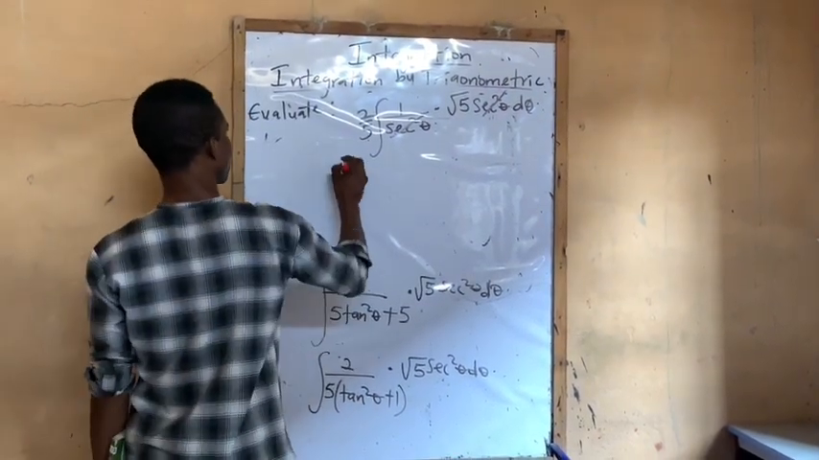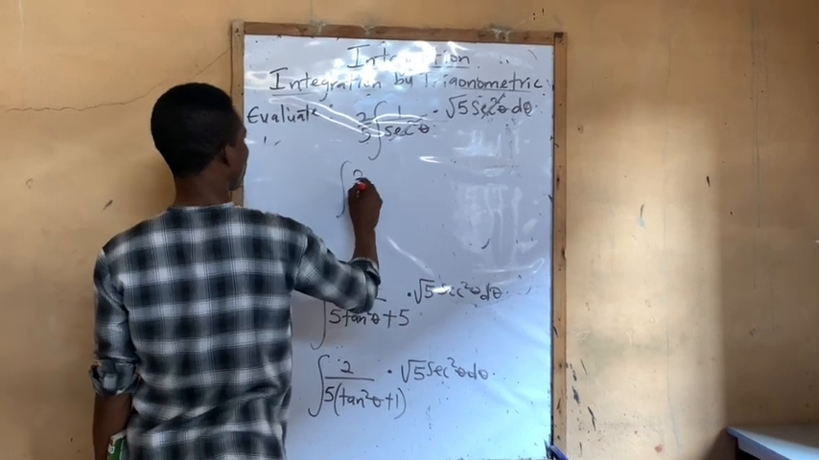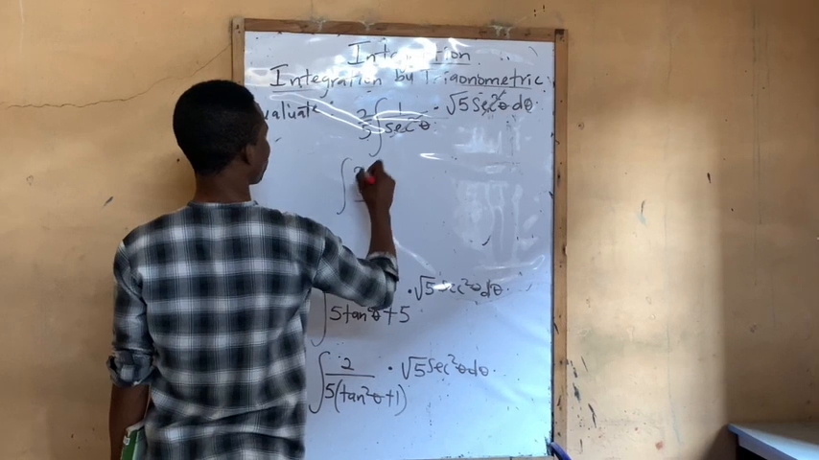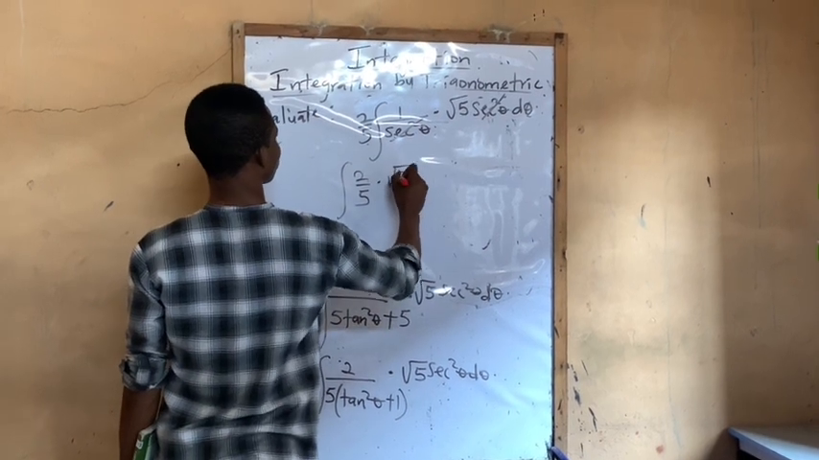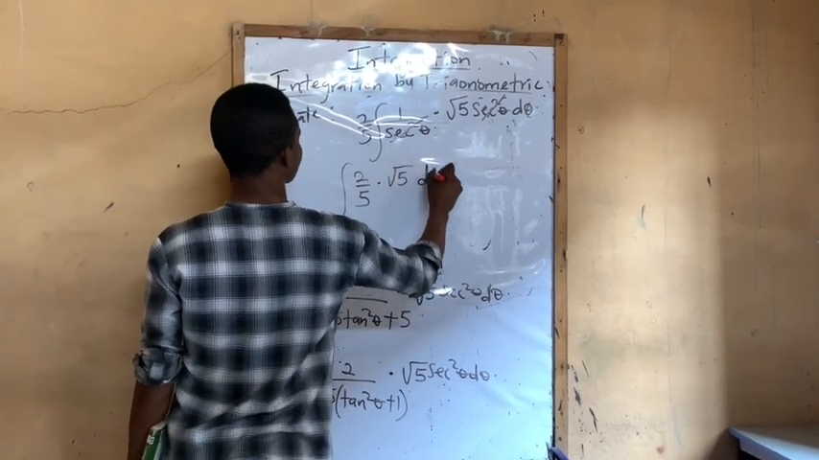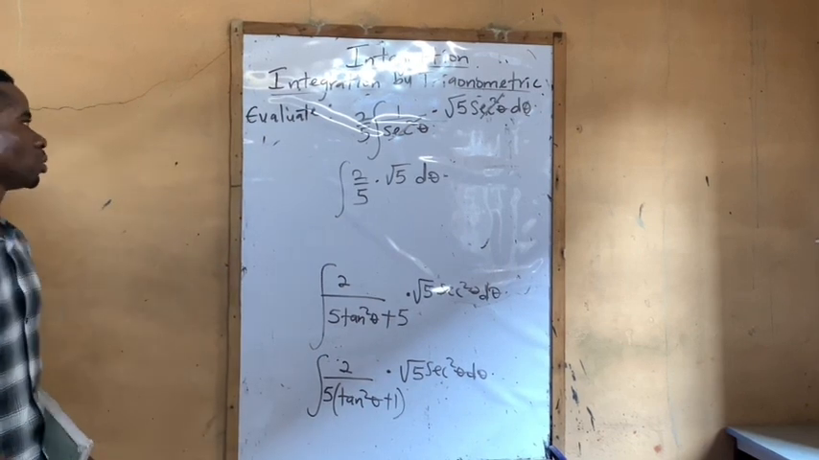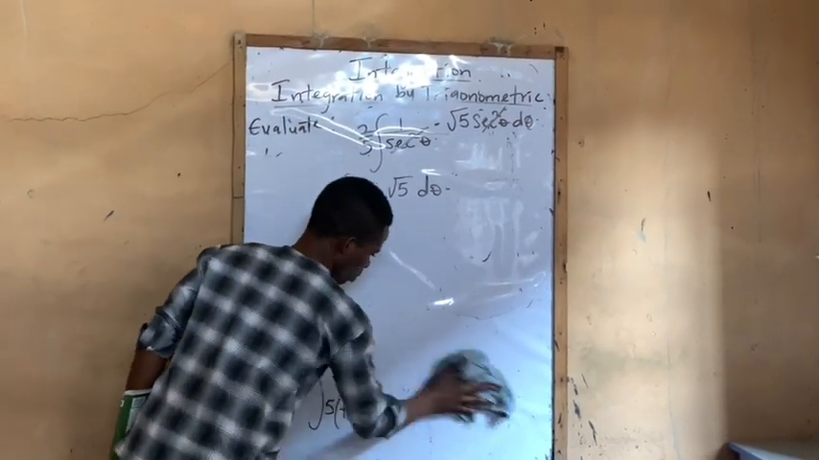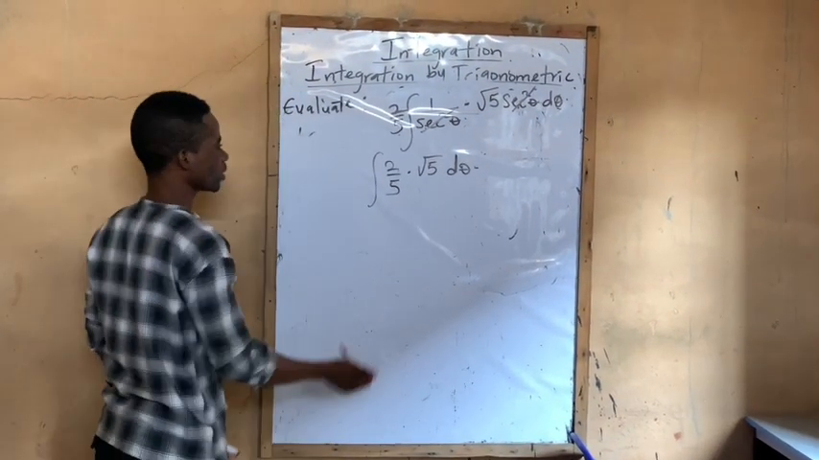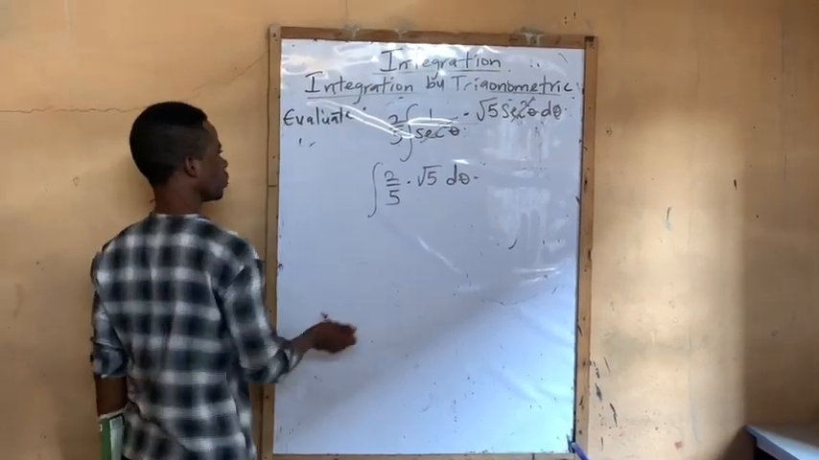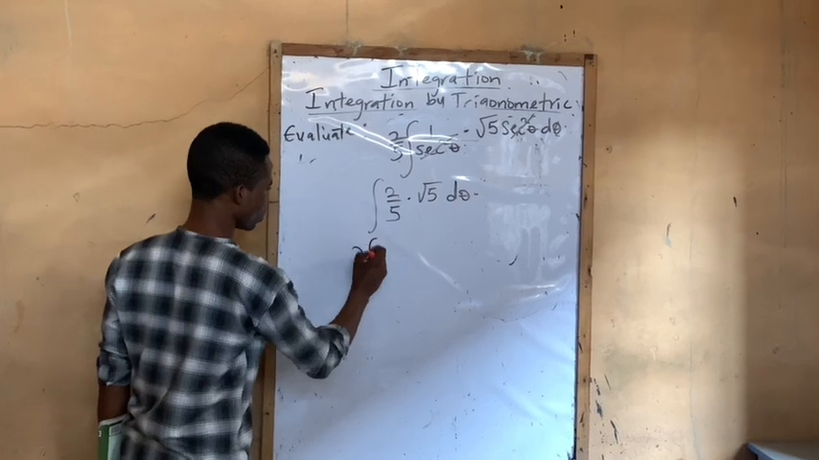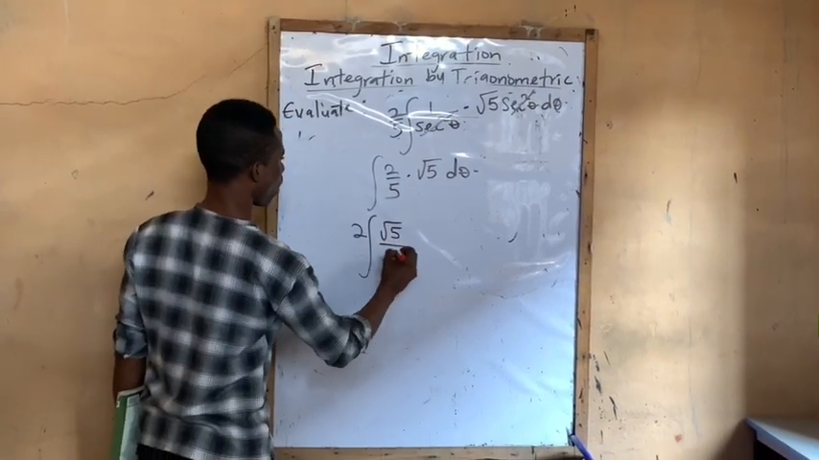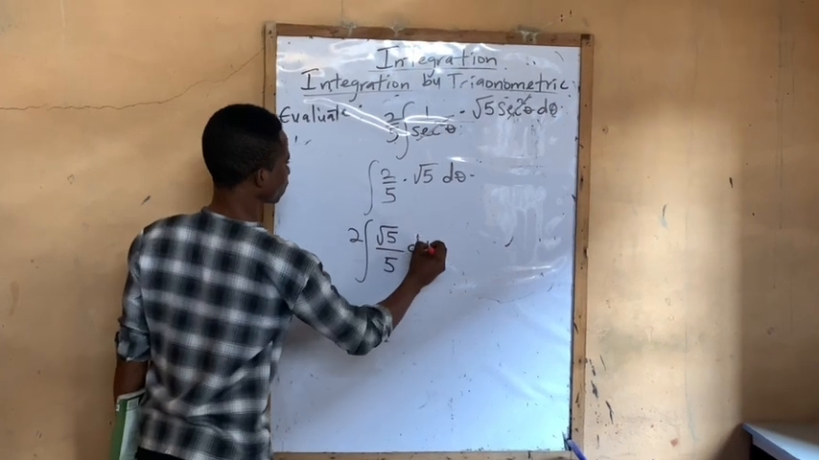So that means, let me bring it inside that. 2 all over 5, multiply by root 5 d theta. Now, getting here, I just said 2 root 5 all over 5 d theta.